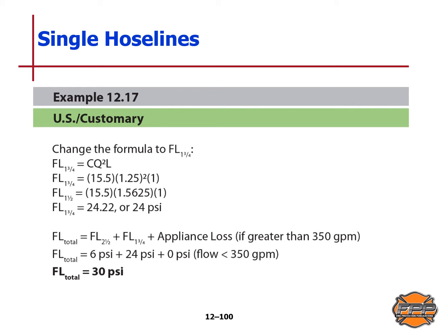The friction loss total equals friction loss 2.5 plus friction loss 1 3/4 plus the appliance loss if the flow is greater than 350 GPM. The friction loss total equals 6 psi plus 24 psi plus 0 psi, because your flow is less than 350 gallons per minute. So your friction loss total is 30 psi.